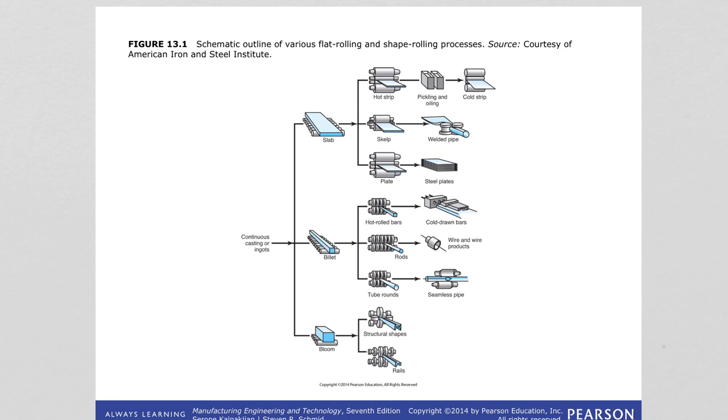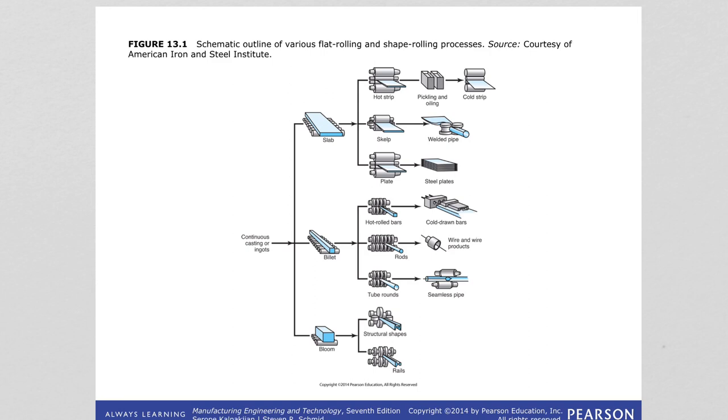This is a summary of things that we're going to learn. Some flat rolling and shape rolling processes are being shown. So there will be slab, billet, and bloom that are coming from continuous casting, or from the ingots, and these will be shaped into plates and sheets and some structural I-beam shapes, or they can be made into tubes and wires. So depending on what type of shape you start with, you will end up with a corresponding shape.